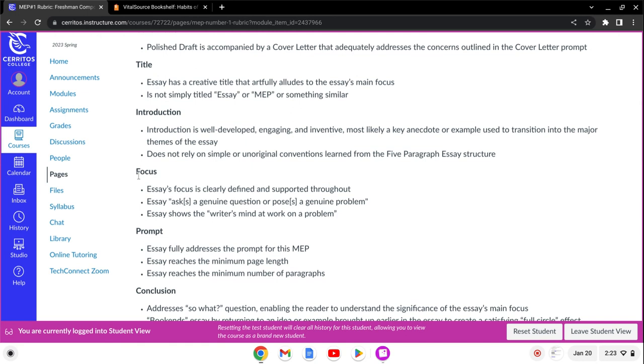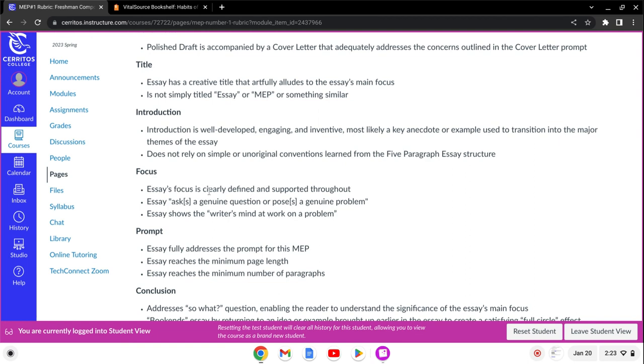This next criterion, focus. So these are the characteristics for this. The essay's focus is clearly defined and supported throughout. The essay asks a genuine question or poses a genuine problem. The essay shows the writer's mind at work on a problem. So these two quotations come from Habits of the Creative Mind. But essentially what this means for the focus, we want to make sure that we are adhering to the prompt for major essay project number 1. You're actually accomplishing what we're challenged to do in the prompt. So paying attention to that.